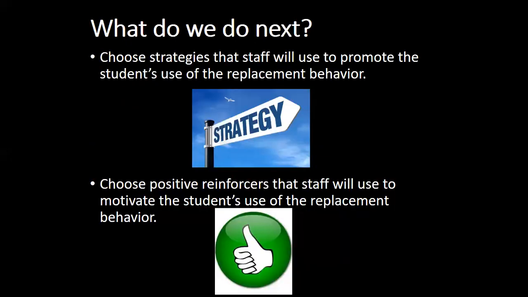So what do we do next? You have to choose strategies that staff can use to promote the student's use of a replacement behavior. For example, if a student engages in physical aggression in order to avoid those unwanted tasks, staff might present the student with a break card and teach them to request a break appropriately. It's important to choose positive reinforcers to motivate the student's use of these replacement behaviors. For example, each time the student requests the break, you immediately provide them with the break.